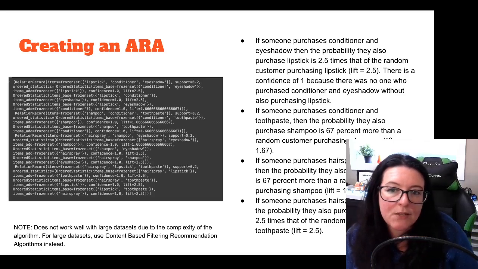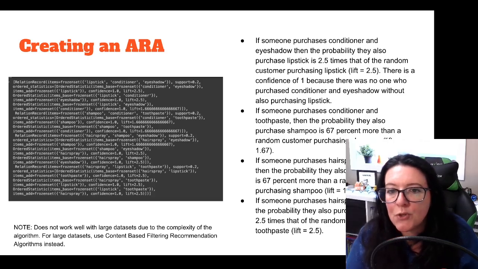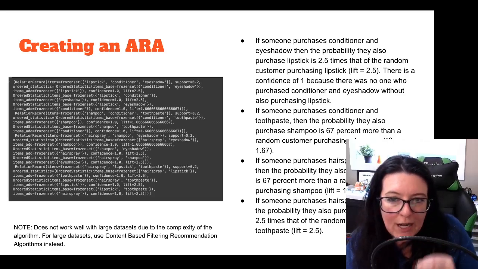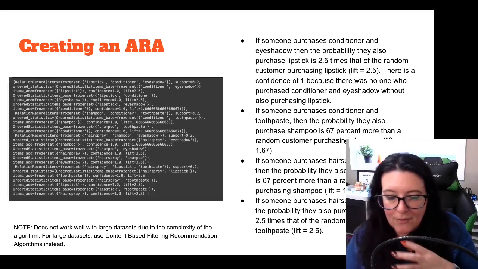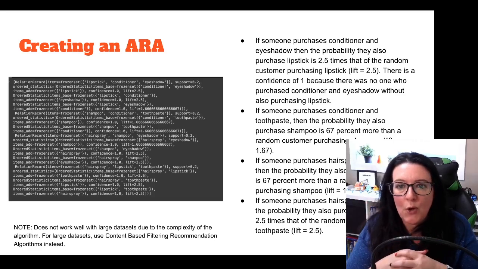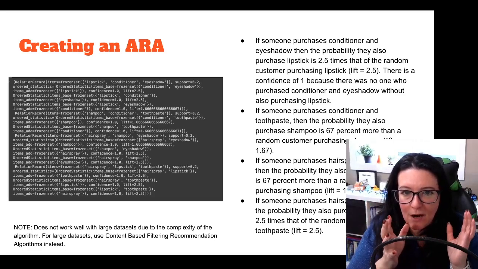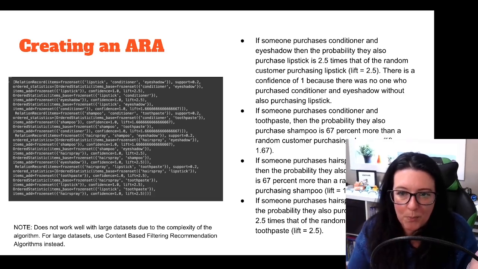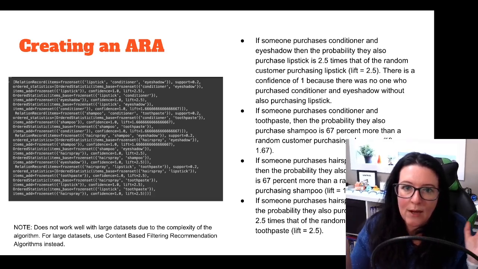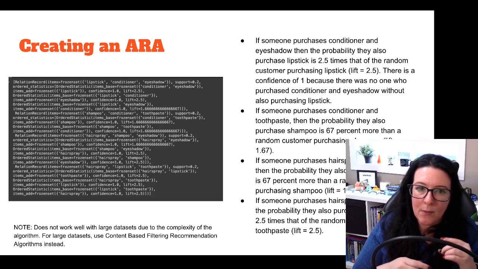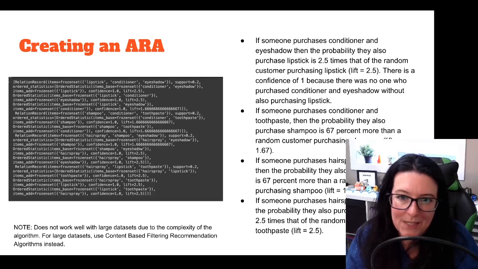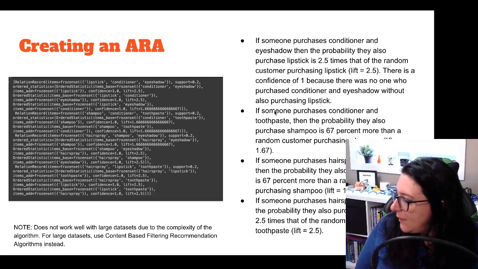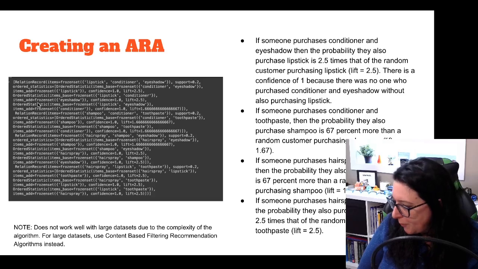There's a confidence of 1 here because there was no one who purchased conditioner and eyeshadow without also purchasing lipstick, right? We had one person who purchased lipstick or eyeshadow and conditioner. They also purchased lipstick. That confidence would be lower if there was someone who purchased conditioner and eyeshadow and then didn't get lipstick, right? If someone purchased conditioner and toothpaste, so we're going and looking at the next one here.